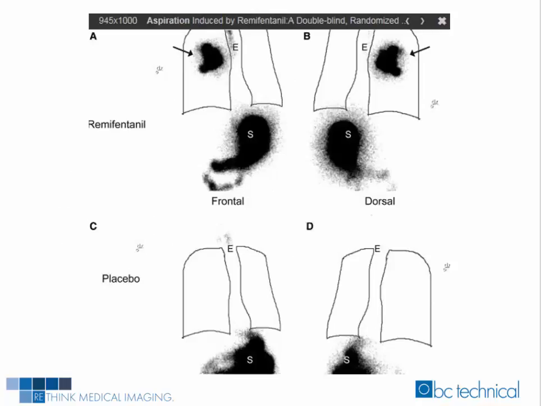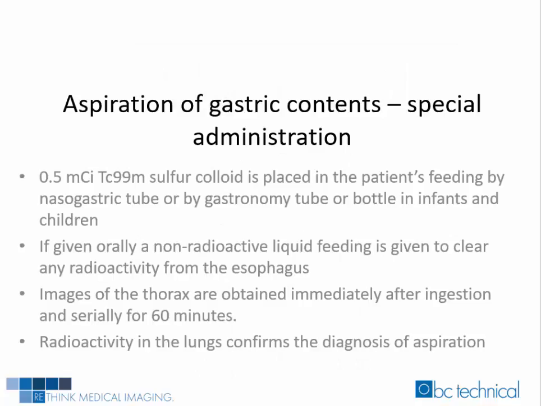This is an example of an adult drug-induced aspiration. Aspiration of gastric contents sometimes requires special administration. An administered activity of 0.5 millicuries of technetium-99m sulfur colloid is placed in a small amount of the patient's feeding, a bottle in infants and children, by a nasogastric tube or by a gastrostomy tube, depending on the clinical situation and in consultation with the referring clinician.